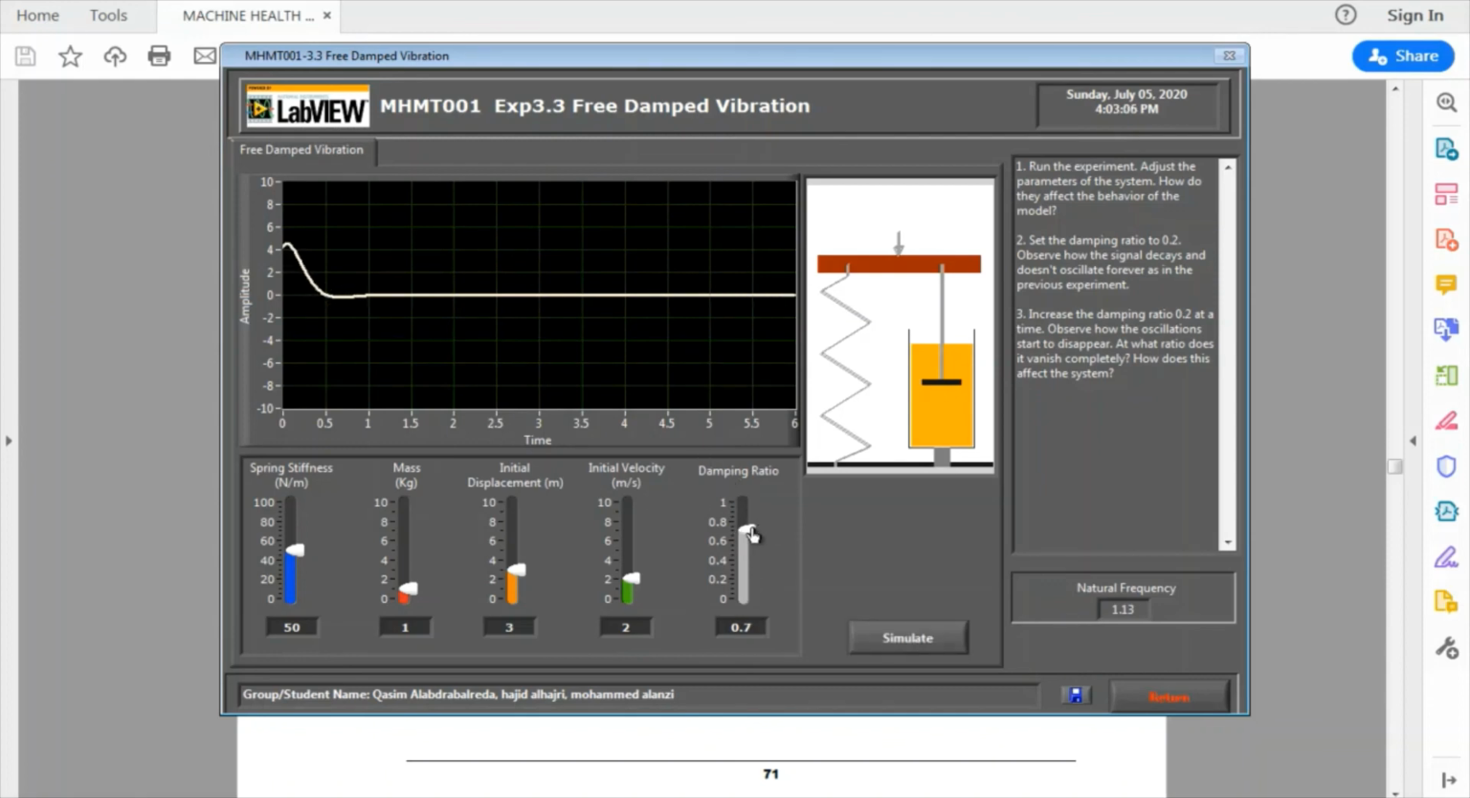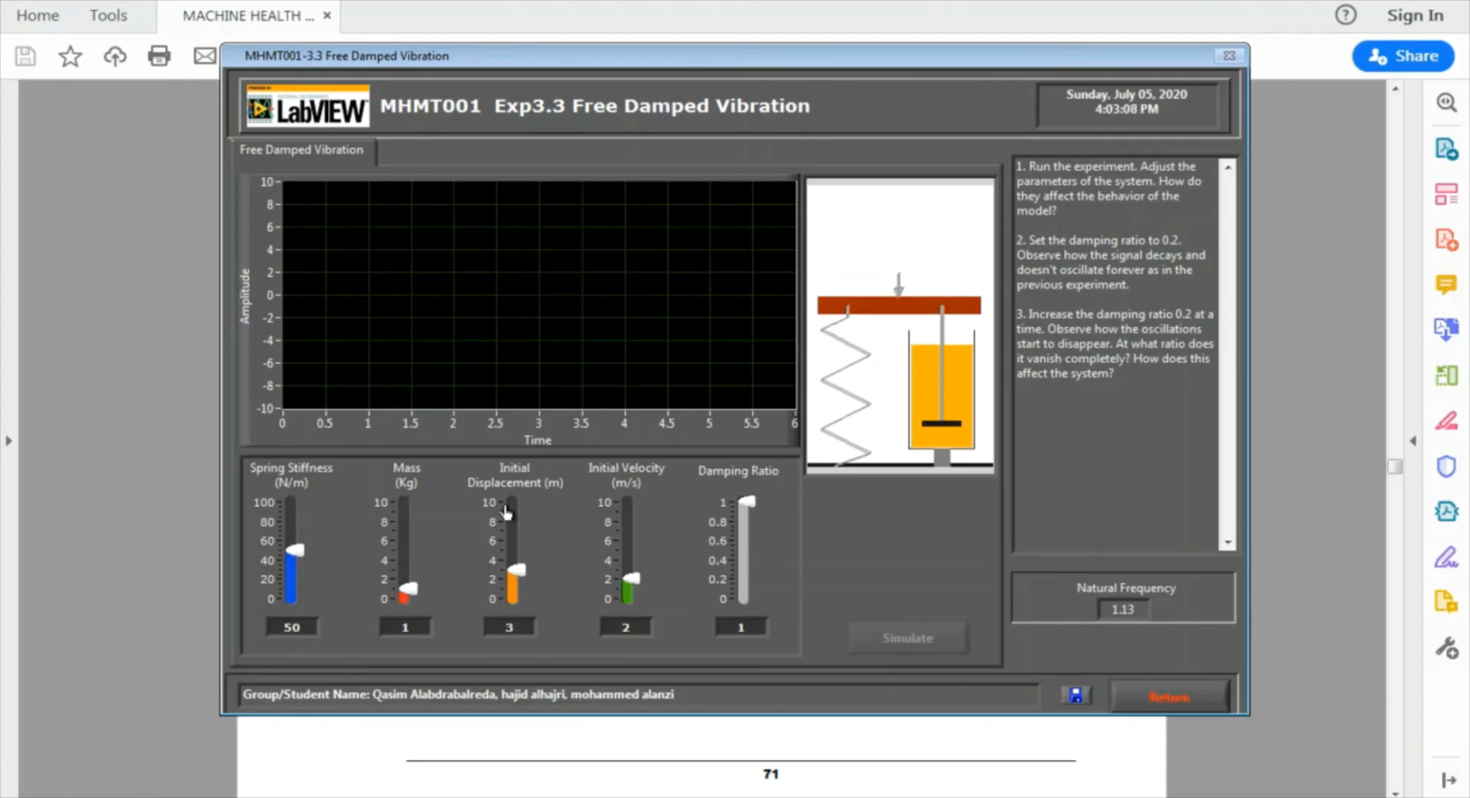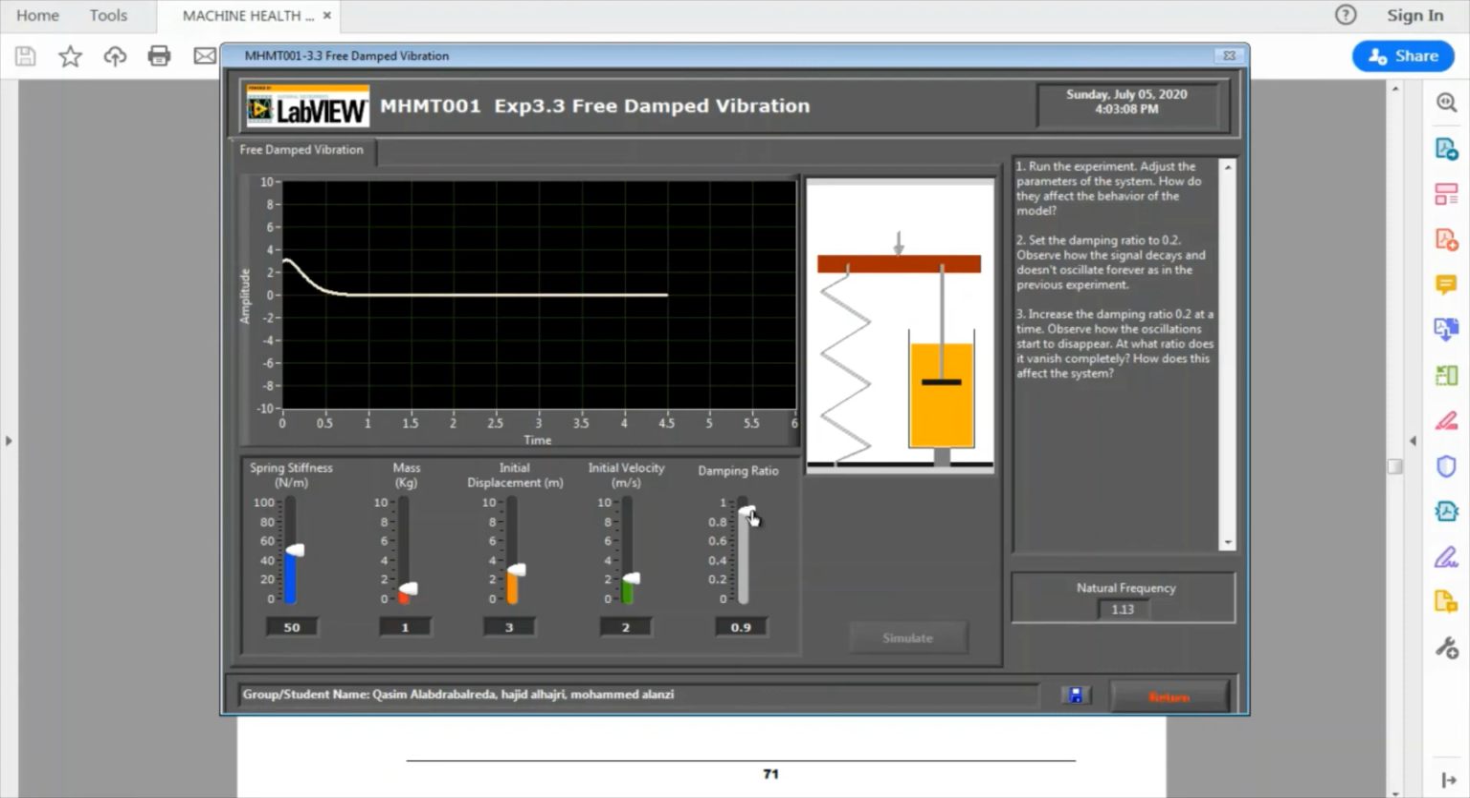If I increase that to maybe 1, we cannot simulate the case of 1, but 0.9. So we understand that anything less than 1 is called underdamped, and we will have oscillations up and down. In case of 1, this is critically damped. There is no oscillations. In case of more than 1, this is overdamped. Good.